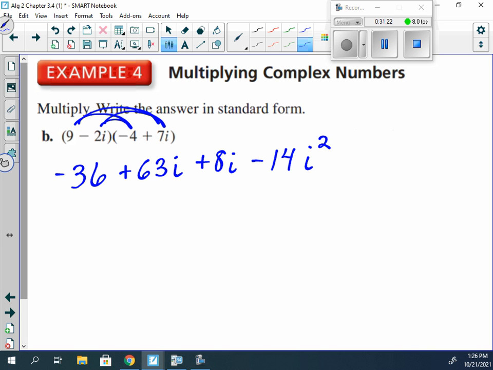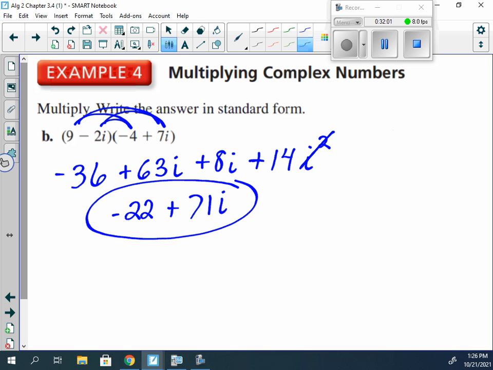Well, what is 1 times 14? 14. It's not going to change it. Negative 1 is only going to change the sign, yes? So when I'm working these out by hand, what I would do at this point is cross out i squared and change the sign. If it's positive, I will mark out the plus sign and write a minus sign above it, just to signify that the sign did change. Negative 36 plus 14 would be negative 22, plus 71i. And that's it.